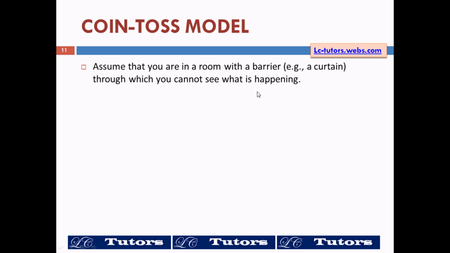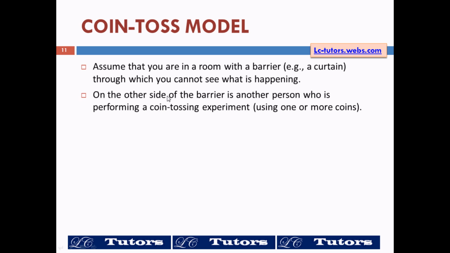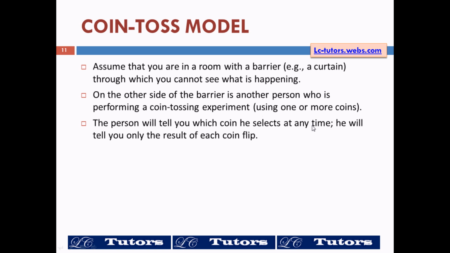That is, we are in a room where there's a person behind the barrier who is tossing a coin. On the other side of the barrier is another person who is performing a coin tossing experiment using one or more coins. The person will tell you which coin he selects at any time. He will tell you only the result of each coin flip.